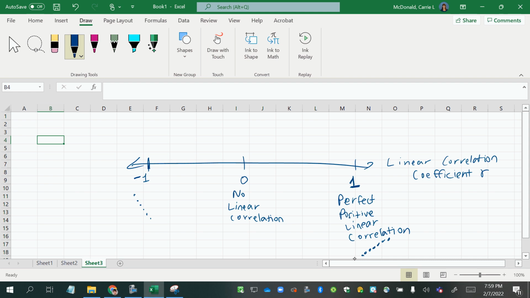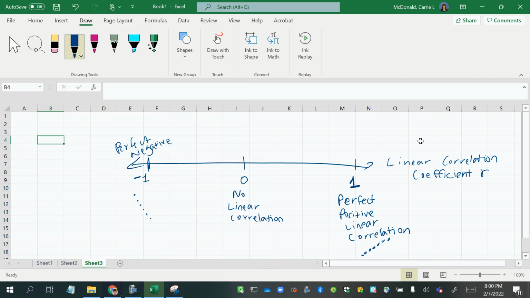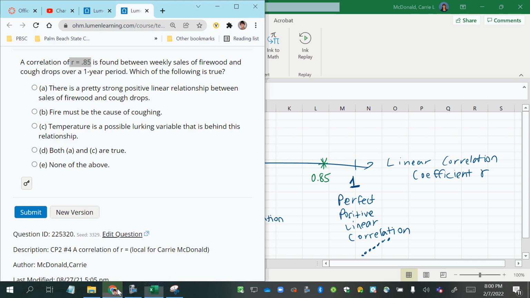And then you have somewhere in between, right? So this is perfect negative, the best you can get. And this is perfect positive, but most of the time your data is going to be somewhere in between. So in this question, it said that we had an R value of 0.85. So that is, let's say, somewhere around here. And that is pretty strong. If you ask me, you're more than 50%. You're getting kind of close to +1 there. Pretty strong positive. So this one looks like a good answer, actually.